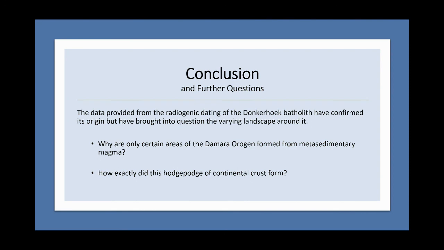Now, to conclude, the data provided from the radiogenic dating of the Donkerhoek batholith have confirmed its origin, but have brought into question the very landscape around it. How or why are only certain parts of the Damara orogen formed from metasedimentary magma? And how exactly did this hodgepodge of continental crust form?